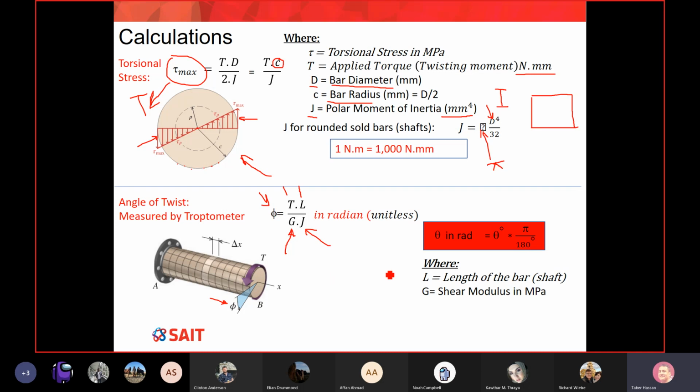Radian is unitless. Just to remind you, I know all of you know this one, but I put it in a red box here. When you have an angle in radians, it is equal to the angle in degrees multiplied by pi divided by 180 degrees. So if you want to convert your angle from degrees to radians, you just take your angle in degrees and multiply by pi divided by 180 degrees. For example, if I have an angle of 180, this will give you pi.